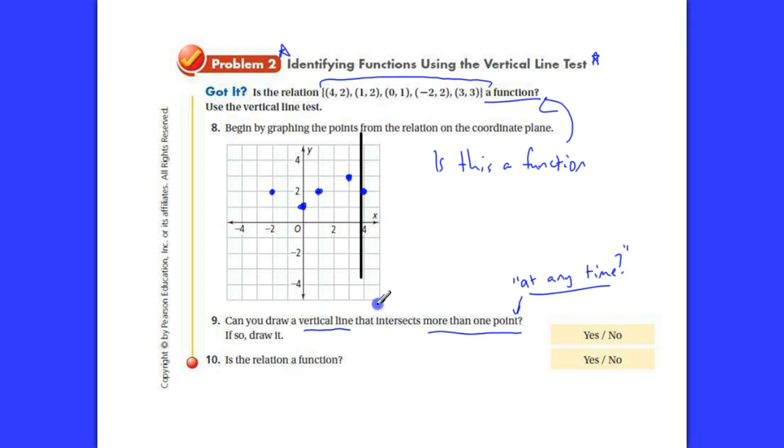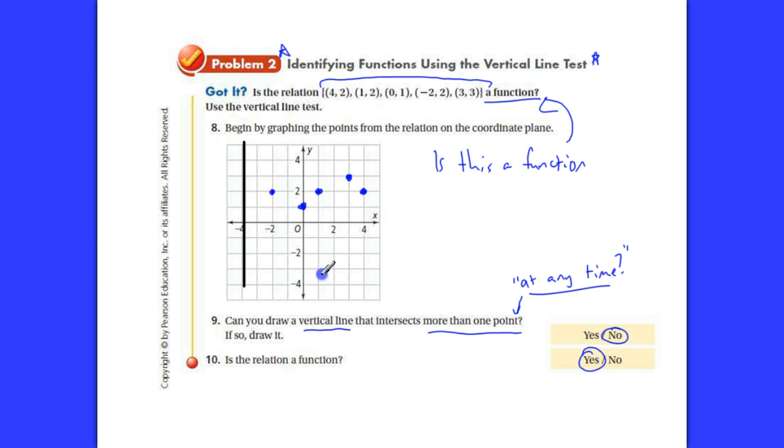Can you draw a vertical line that intersects more than one point at any time? If so, draw it. Well, this one did not intersect more than one point ever. Is it a function? This one is yes, because I didn't intersect more than one point. So this is a function because I can move the vertical line through the relation without touching more than one point at a time.